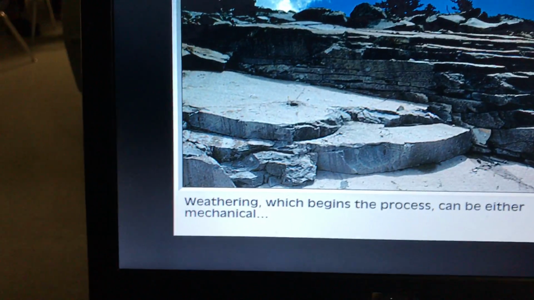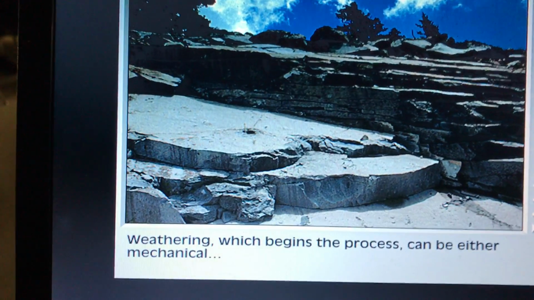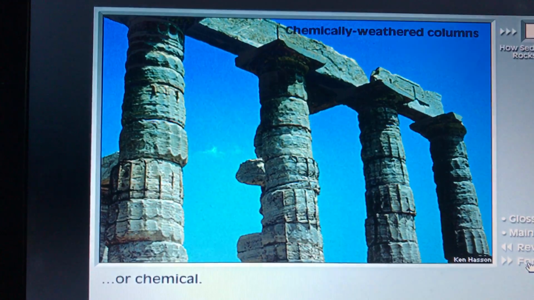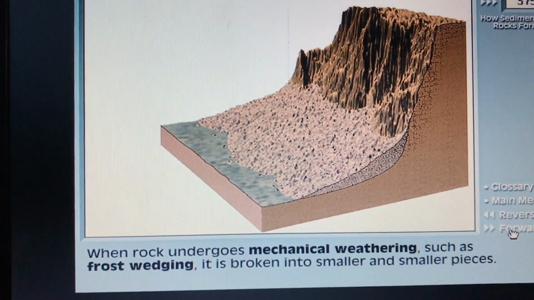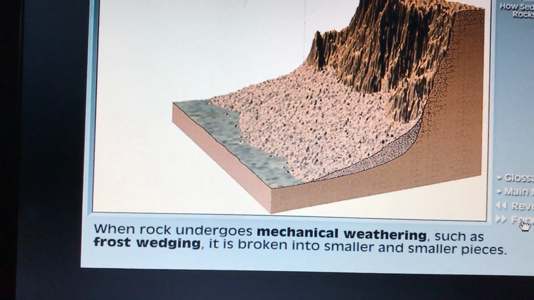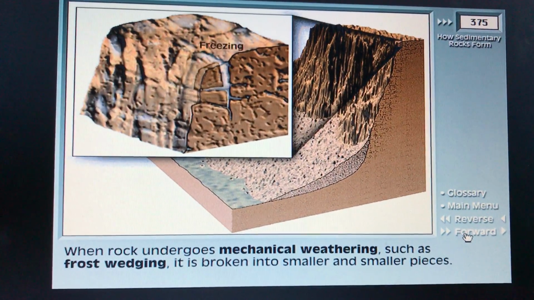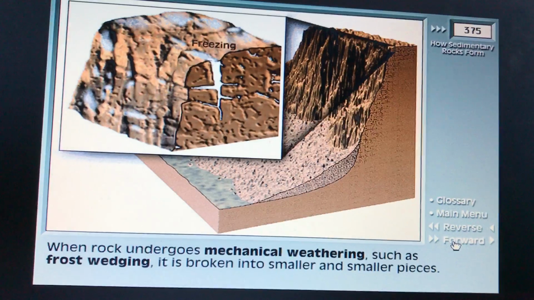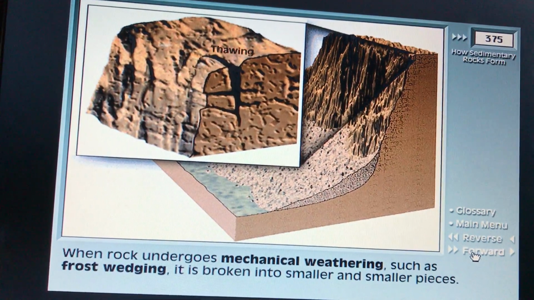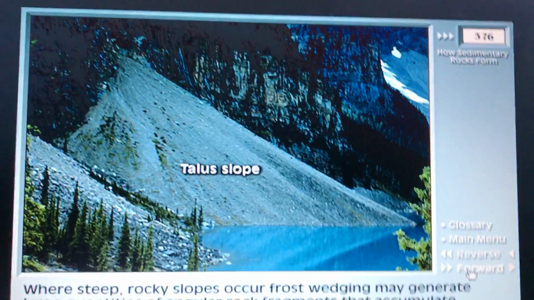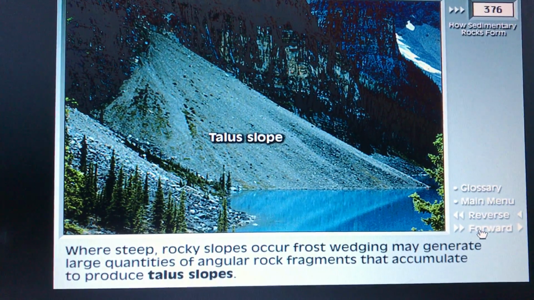Weathering, which begins the process, can be either mechanical or chemical. When rock undergoes mechanical weathering, such as frost wedging, it is broken into smaller and smaller pieces. Where steep, rocky slopes occur, frost wedging may generate large quantities of angular rock fragments that accumulate to produce talus slopes.